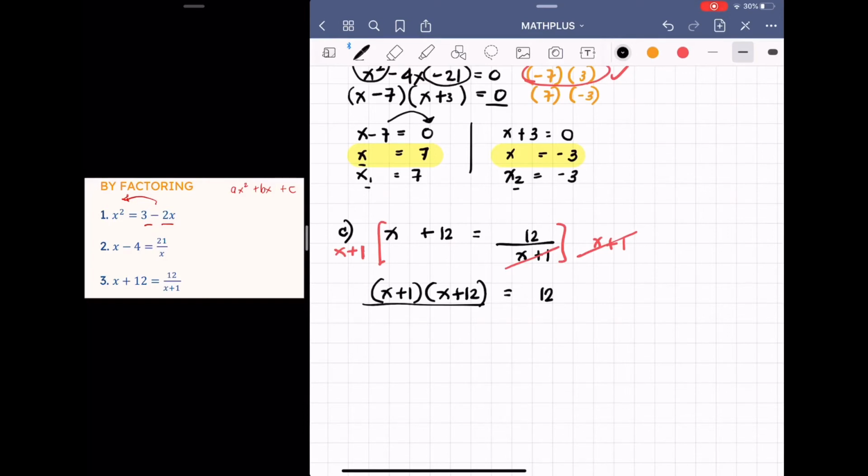Okay, so expanding this, we use the FOIL method. Of course, you have your first terms, so that's x squared. Your outer terms, x times 12, so plus 12x. The innermost terms, 1 times x, so that's positive x. And your last terms, which are your constants, 1 times 12, so you get positive 12. Equated to 12, okay? And then we simplify this by transposing everything on the right to the left.